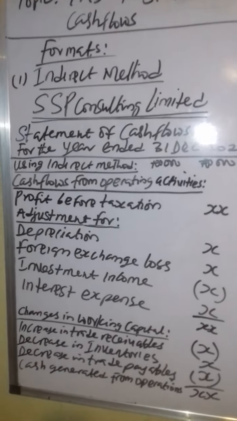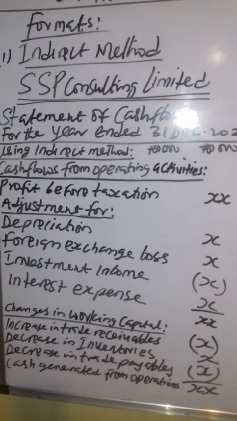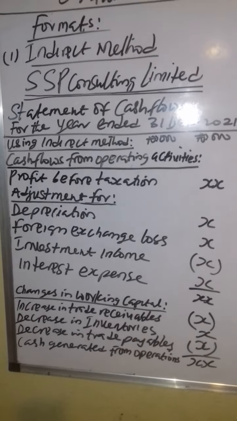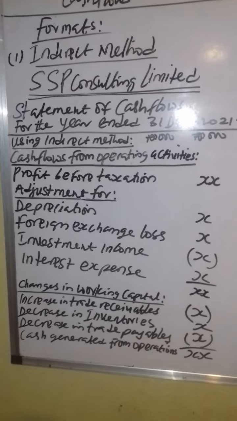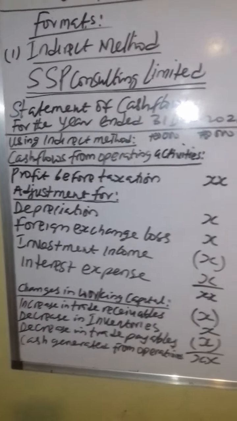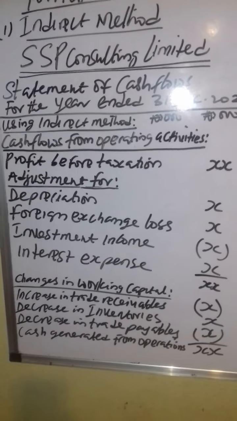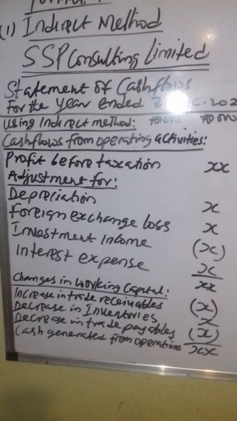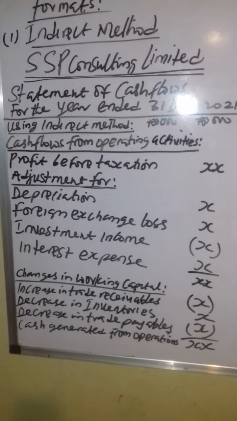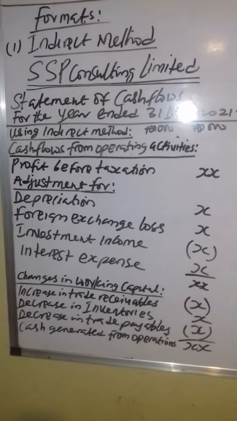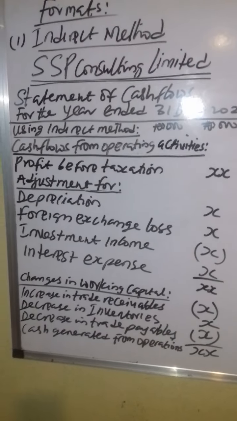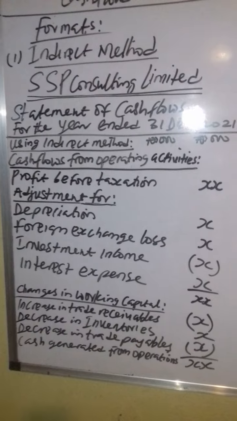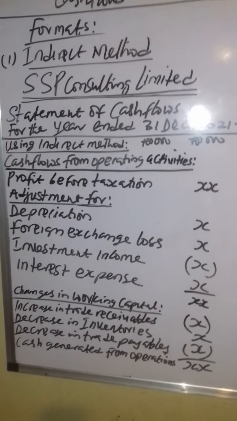We have cash flow from operating activities. There are 3 sections. So the first section, the most important, is cash flows from operating activities. The first item you are going to bring is profit before taxation. And then the second item is adjustments for the following items, the items that are not cash flowing. For example, depreciation. Depreciation is not a cash flow item.